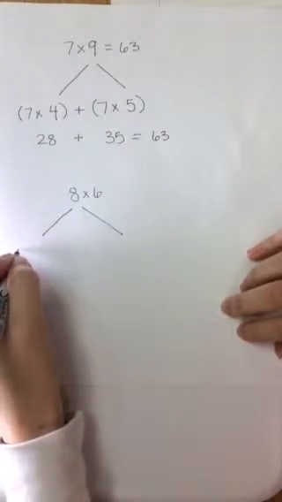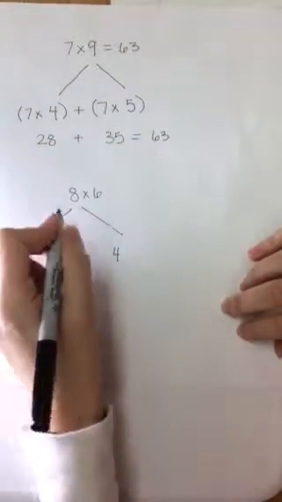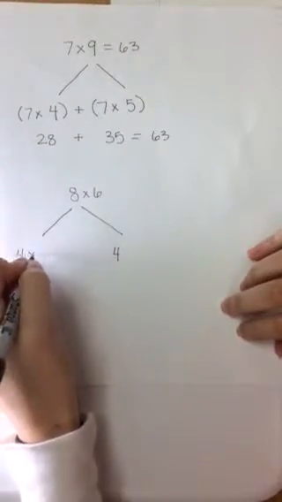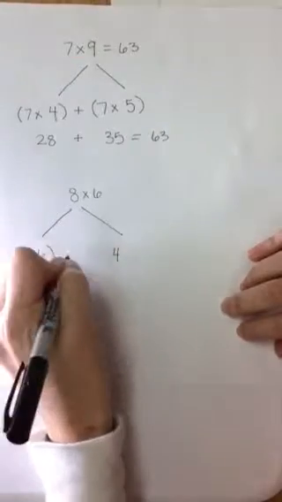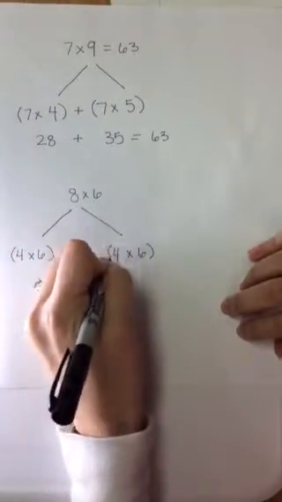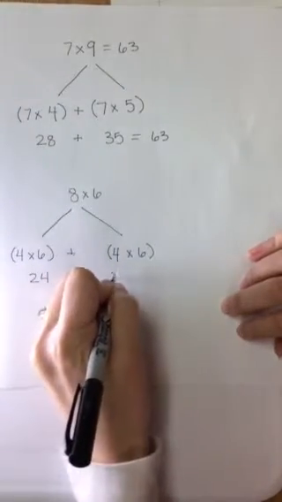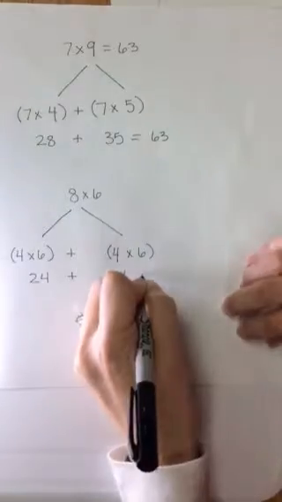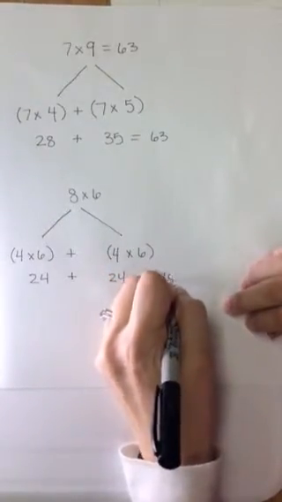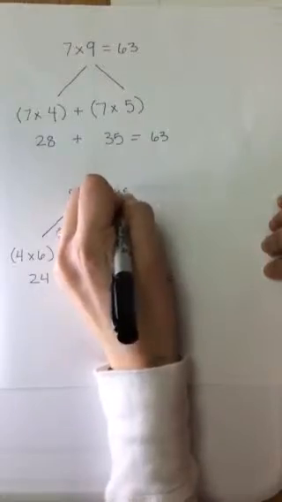The 8, you could break apart into 4 and 4, and instead of 8 times 6, you would do 4 times 6 plus 4 times 6. 4 times 6 is 24, plus another 4 times 6, which is also 24, which gives you 48, the same answer you get for 8 times 6.